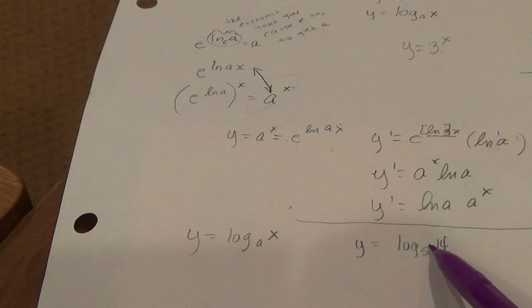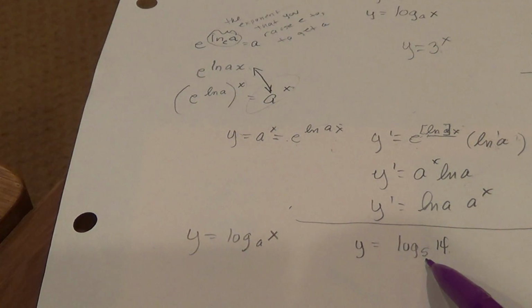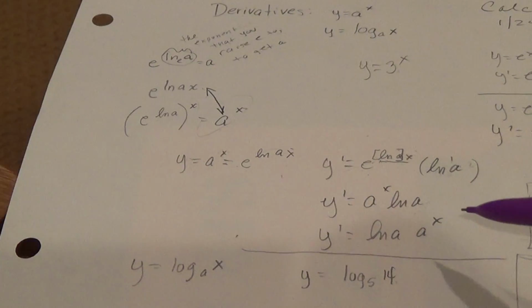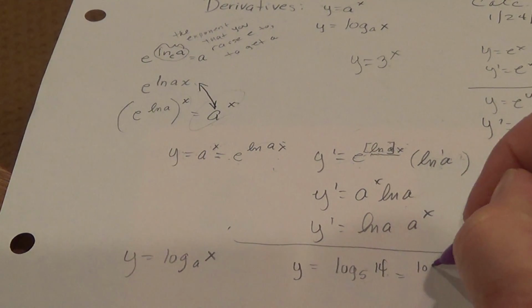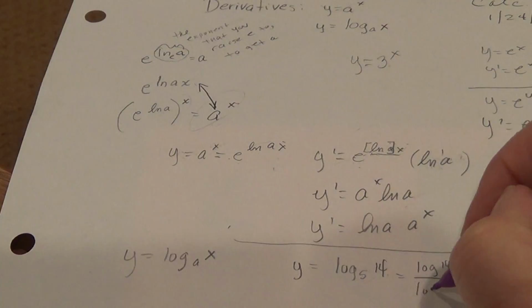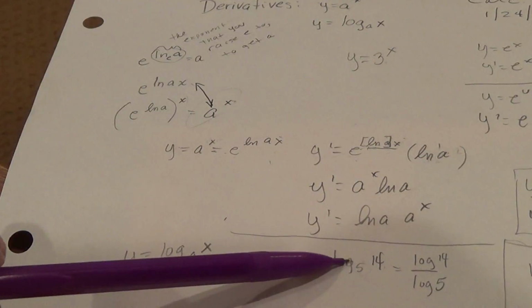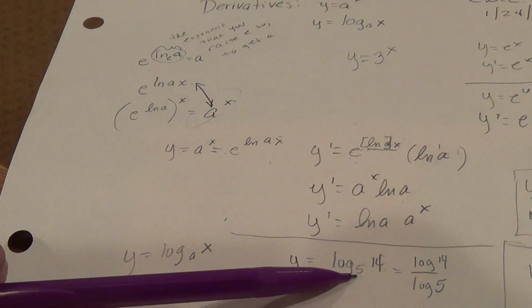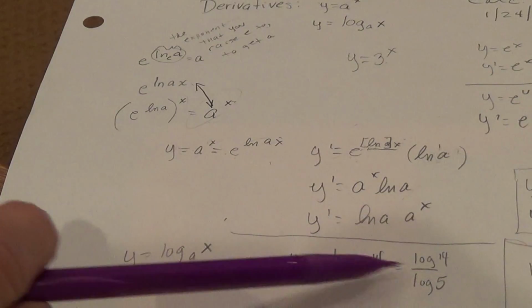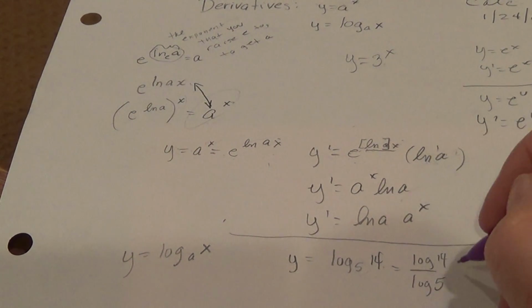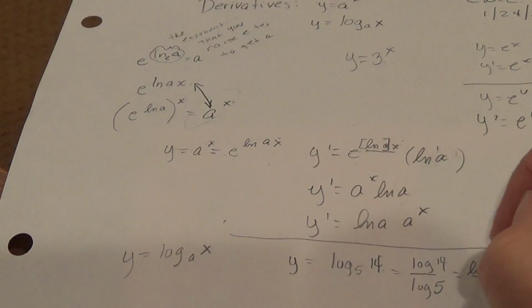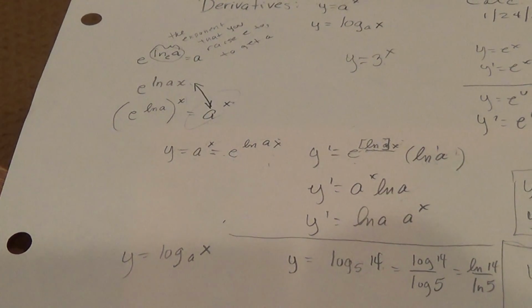Our calculators would do base 10, which was a common log, and base e, which was the natural log, ln. But your calculator didn't have a button for log base 5, so we learned an equivalent expression: log 14 over log 5. For our memory aid, I said 14 is high and 5 is low. That can also be ln of 14 over ln of 5. They will be the same answer.